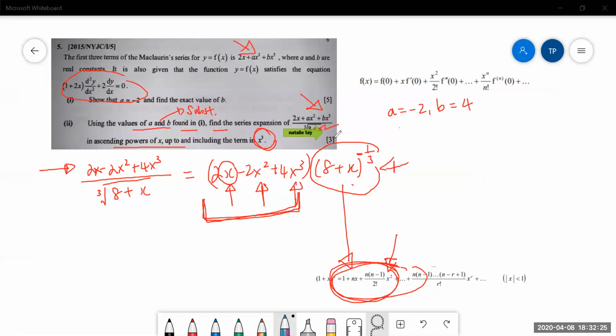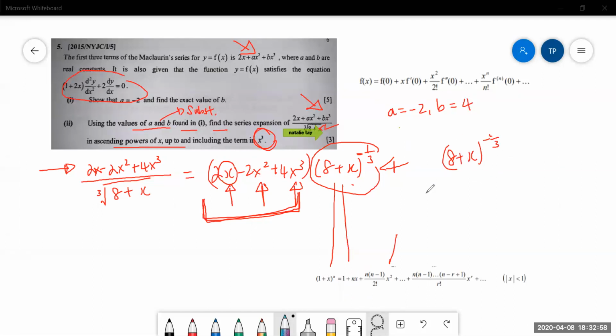As in, you don't sub it into here, you are supposed to bring it up to the numerator so that you can have it in this form. Okay. You get it? Yeah. Because when you get 8 plus x to the power of minus 1/3, we are not done here yet.